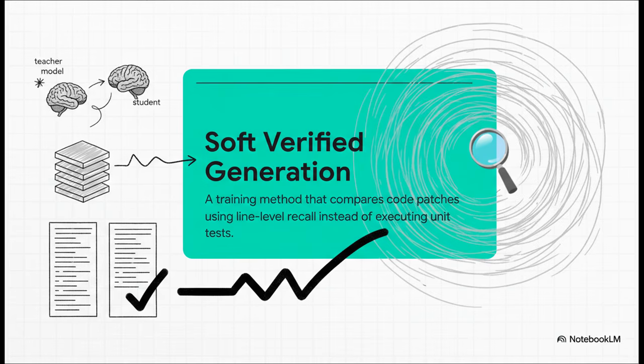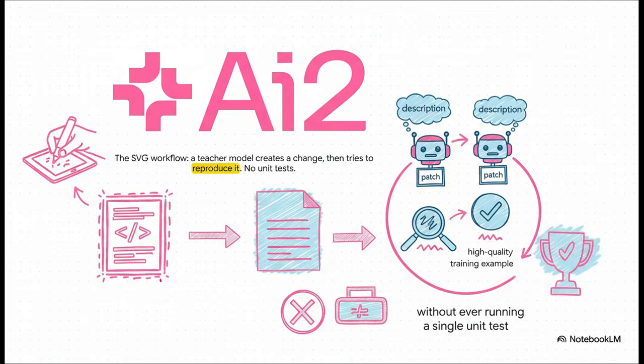See, instead of needing these complex test environments to check if a code change is correct, it just has a teacher model make a change, and then it has the student model try to reproduce that same change. If the code lines match up, it's verified. It's a simple, amazing hack. Let's just walk through this process on the screen because it's pretty clever.